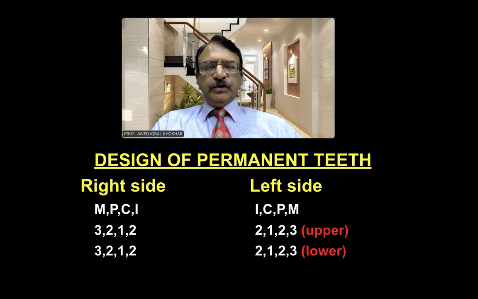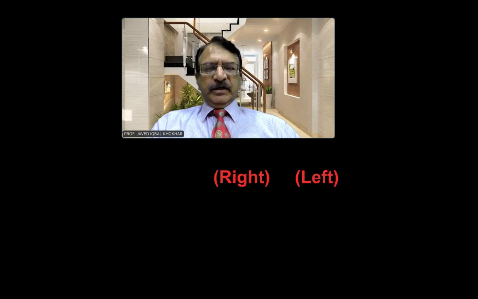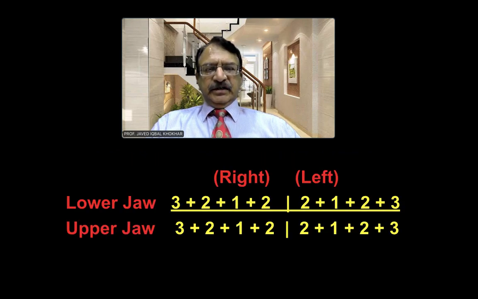And similarly in the lower jaw, 3, 2, 1, 2, 2, 1, 2, 3, that is the molars, premolars, canine and incisors. All they make 16 in the upper jaw and 16 in the lower jaw. So total they are 32. And this is the chart we draw. 2 incisors, 1 canine, 2 premolars and 3 molars in each half, right and left, upper and lower jaw.